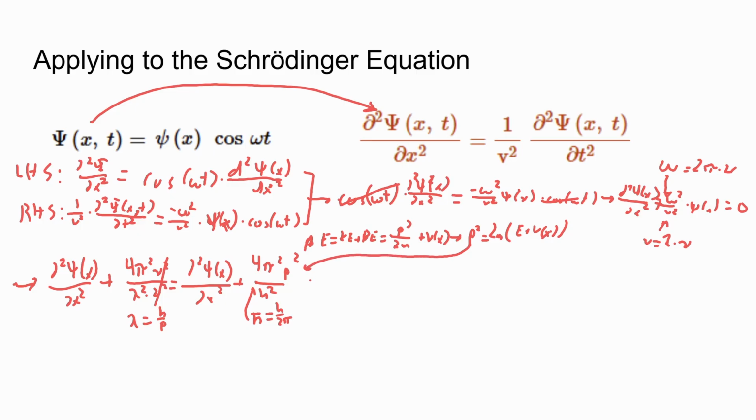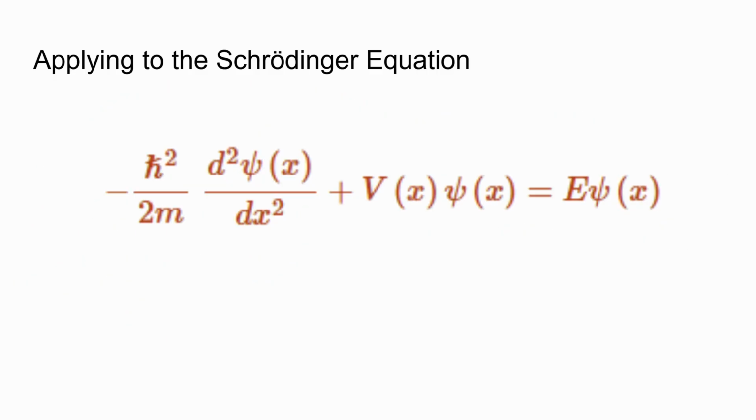Plug this in right here, and again it gives us the second derivative of the wave function with respect to x plus 2m times E minus V of x over h bar squared times the wave function like that equals 0. And then just by rearranging all of this, we are able to get the time-independent Schrodinger equation right here: negative h bar squared over 2m times the second derivative of the wave function with respect to x plus the potential energy times the wave function equals the total energy times the wave function, just like that.